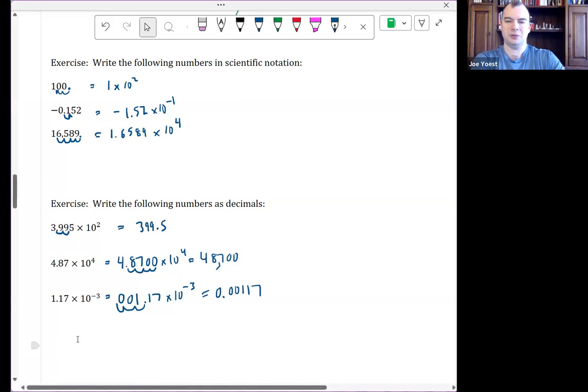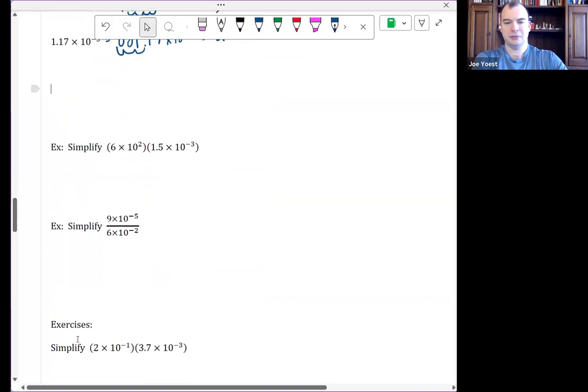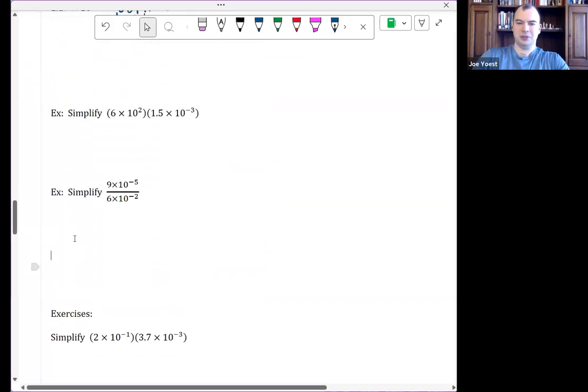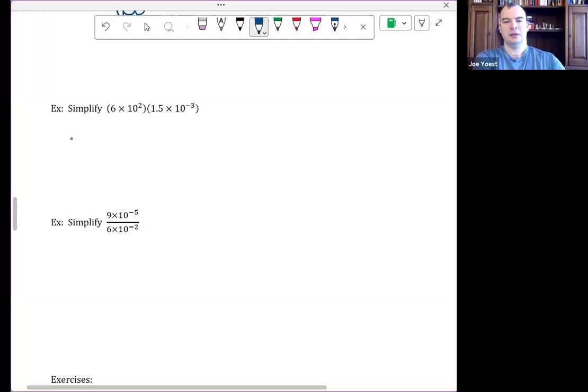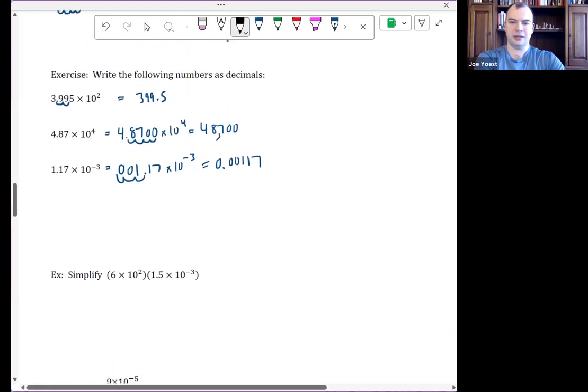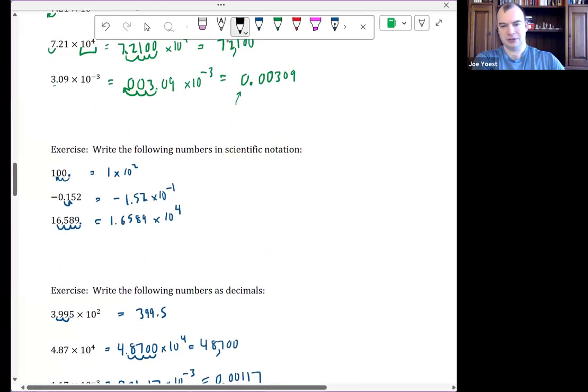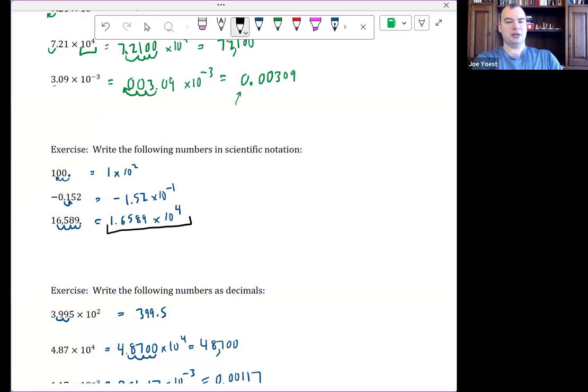Okay, so that was how to move between decimals and scientific notation. And let's do a couple examples working with operations on scientific notation. So what if I want to multiply two numbers that are in scientific notation? Well, kind of nicely enough, 6 times 10 to the second is actually just the multiplication of two numbers. I can think of it as a notation in and of itself, but really that notation is just representing one number times another, in this case 1.6589 multiplied by the number 10 to the fourth.